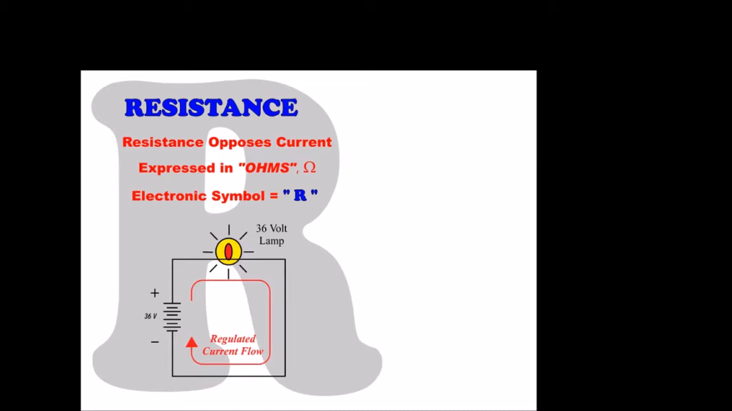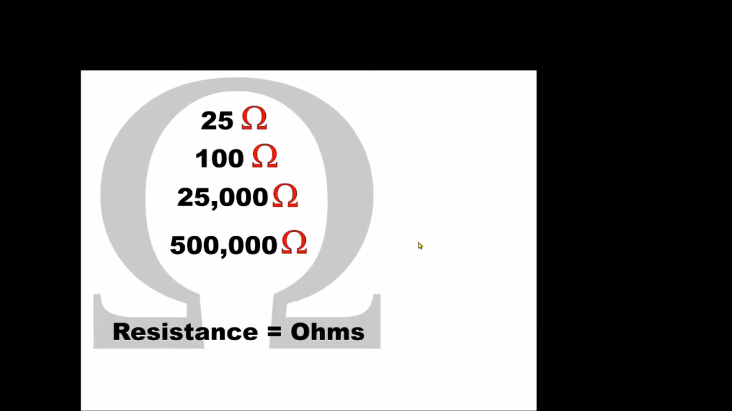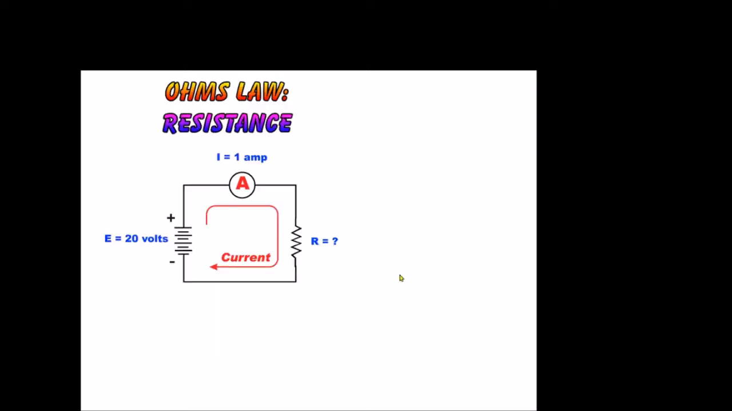All right, so here we have a complete circuit. We have our battery, which is our electrical pressure. We have some form of electrical load to provide some form of resistance. And we have a regulated current flow now through our circuit, through our lamp, through our wiring, and back through the battery itself. So resistance comes in many values. Obviously, you can have tenths of an ohm, you can have a million ohms, but basically the omega sign, resistance equals ohms.